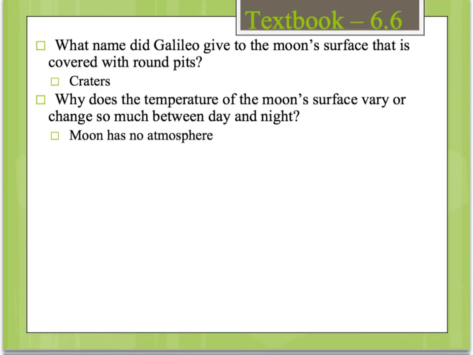Next here, you were to read 6.6 in your textbook. We have a couple questions here. What name did Galileo give to the moon's surface that is covered with round pits? That's going to be craters.